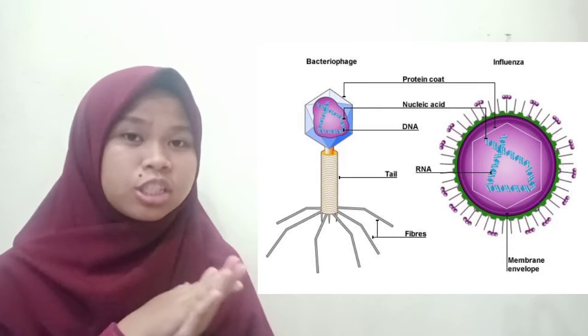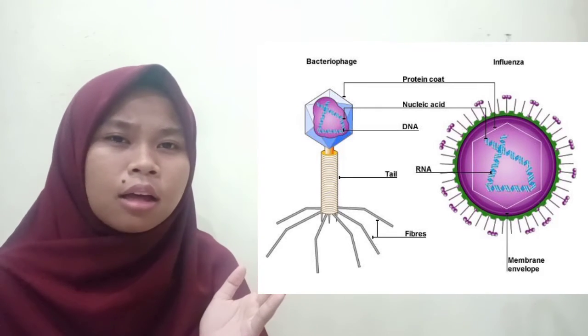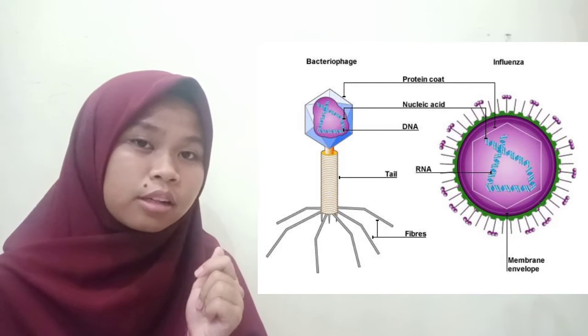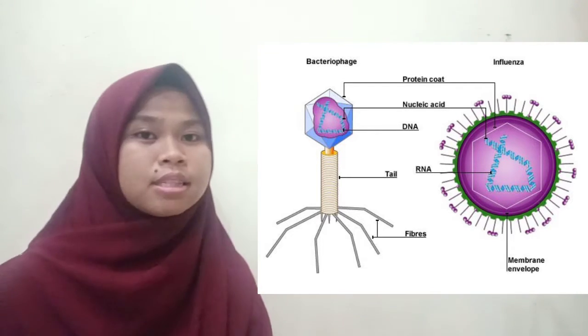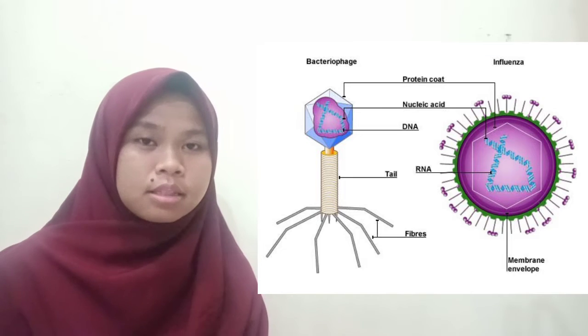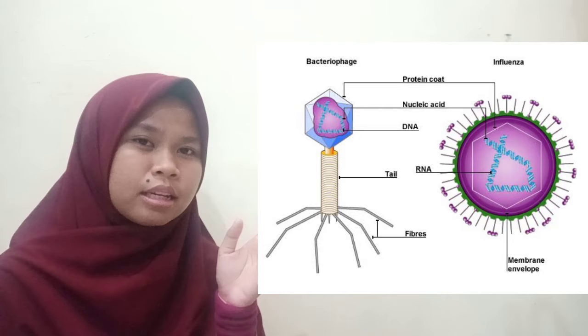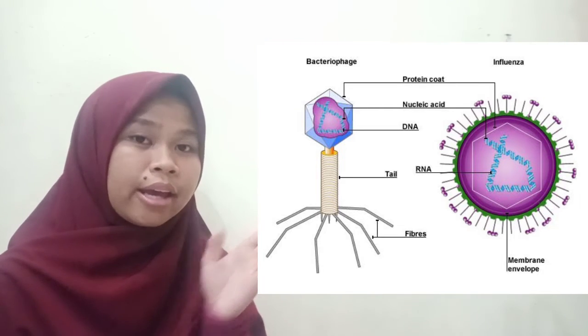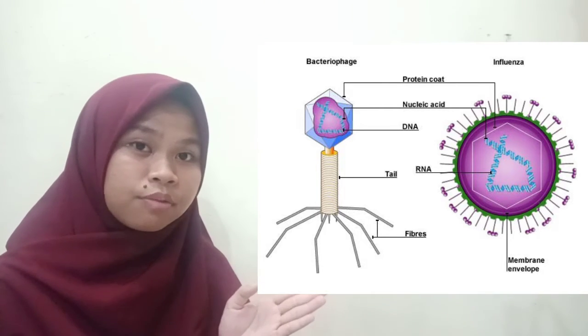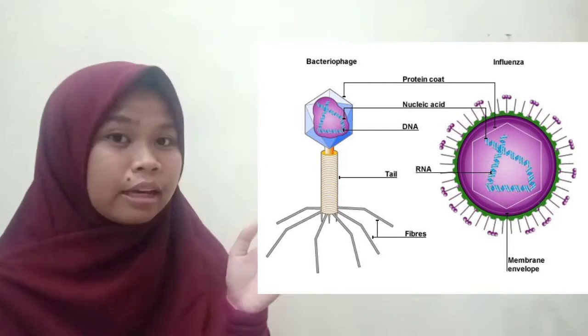Okay, I want to tell you the basic structure of a virus. In this picture, there is the bacteriophage structure and then the influenza virus structure. You can see that there are the protein coat, nucleic acid, which is DNA or RNA, and then the membrane envelope, and then the fibrous tail.